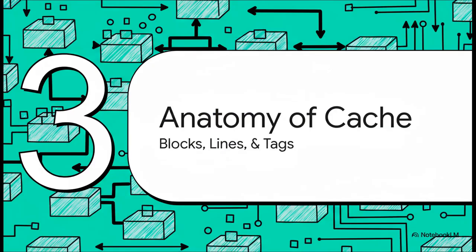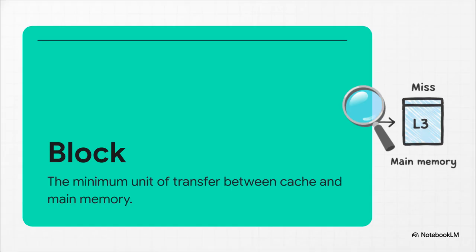Moving on to part 3, the anatomy of cache. We need to talk about blocks, lines, and tags. Before we start organizing this hypothetical desk, let's learn the lingo. First up is the block. This is the absolute minimum unit of transfer between the cache and the main memory. Back to our office analogy, the block is that entire file folder the worker carries down the hall.